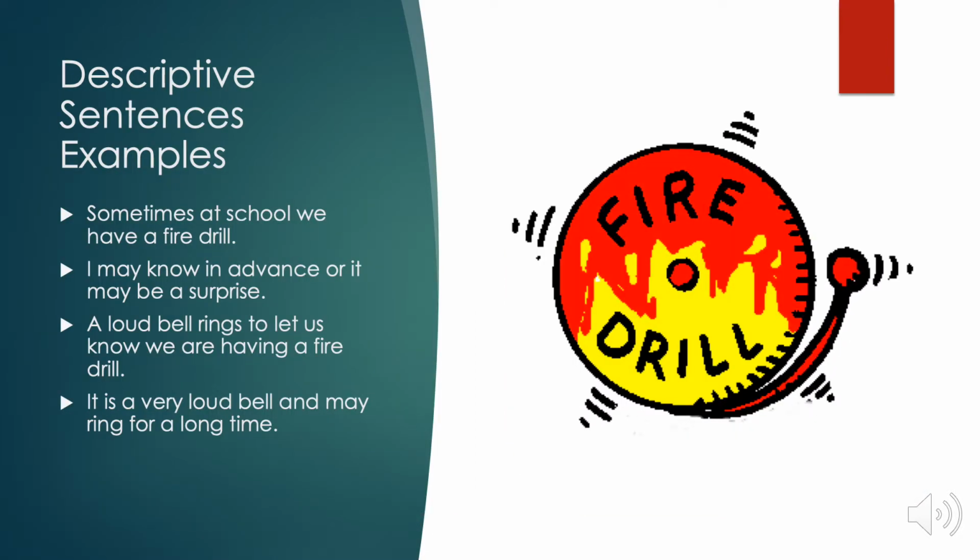Here are some examples of descriptive sentences. Sometimes at school we have a fire drill. I may know in advance, or it may be a surprise. A loud bell rings to let us know we are having a fire drill. It is a very loud bell and may ring for a long time.